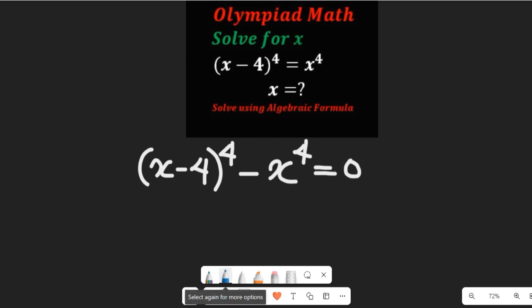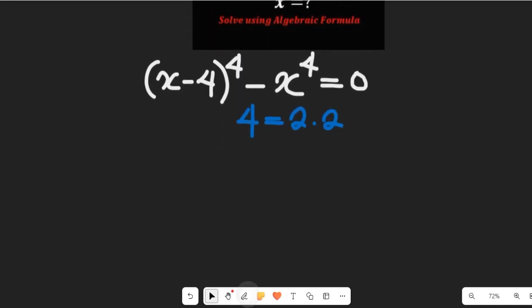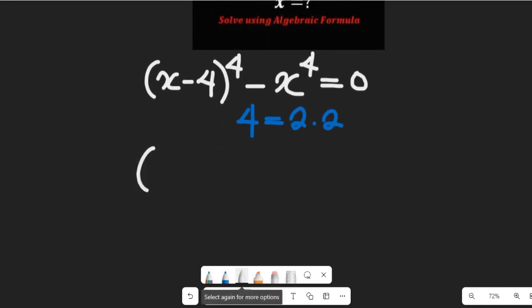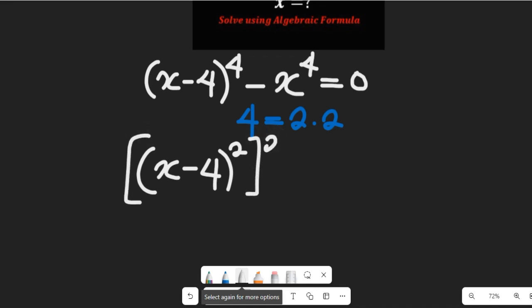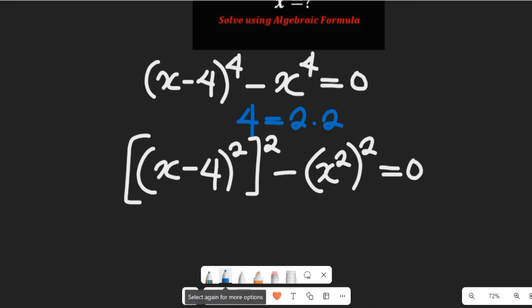Now, from this expression, I want you to note something, that I can expand the power of 4 into 2 multiplied by 2, right? So if I do just that, then the powers will now expand to become (x minus 4) all to the power of 2, all squared, minus (x squared) all squared, and this will be equal to 0. Great. Now let's apply an algebraic expression.